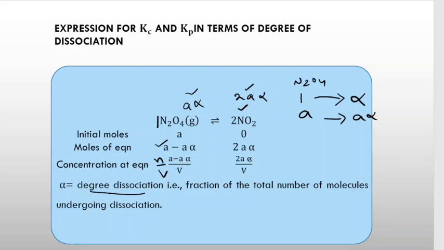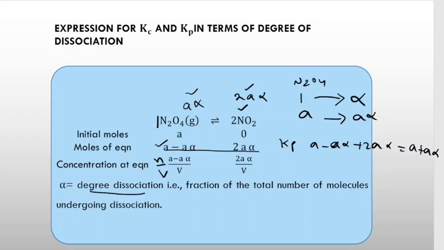And here alpha is nothing but the degree of dissociation, which is the fraction of total number of molecules undergoing dissociation, that is, the fraction of total moles that are undergoing dissociation. Understand? Now, suppose for this equation we want to know the total number of moles in order to calculate the Kp: A minus A alpha plus 2A alpha. In that case, A plus A alpha is the total number of moles.